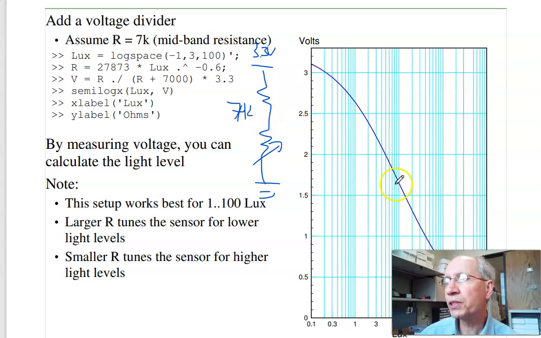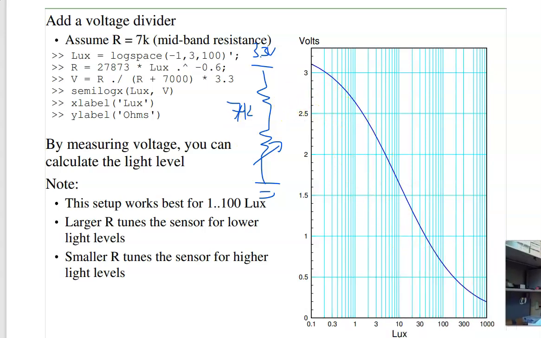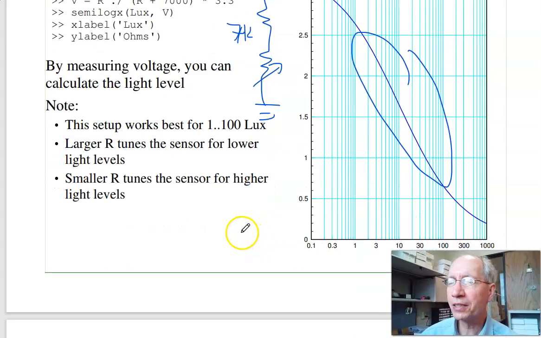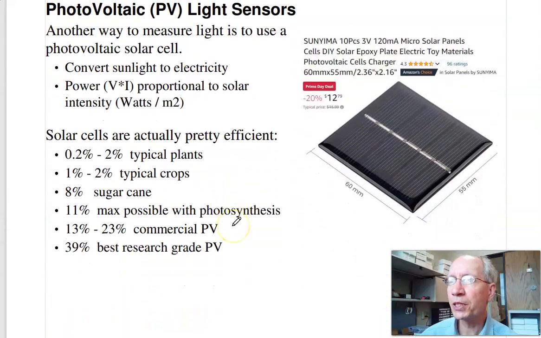The resulting voltage versus lux looks like so. So by measuring voltage, I can tell you light level. This is going to work best over this range, between like 1 and 100 lux. If I want to have a lower light level, I want to use a larger resistance. A higher light level is a smaller resistance. You kind of want to tune it so that the resistor used up here is the nominal light level. But anyway, that lets me measure light. That's one way to do it.